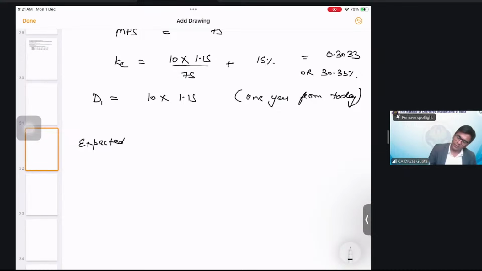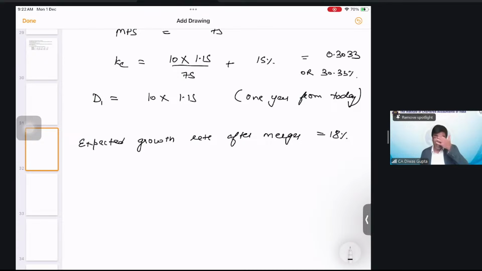Expected growth rate after merger is given as 18%, right, students? So in this case, what will happen now? The expected market price per share basis growth rate of 18% will be calculated how?